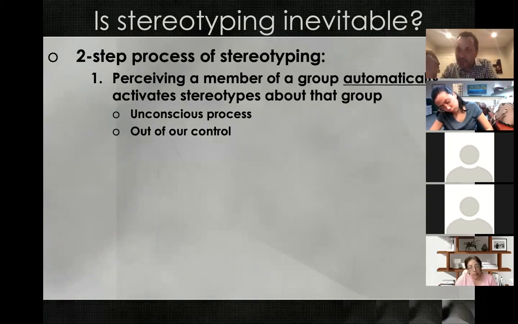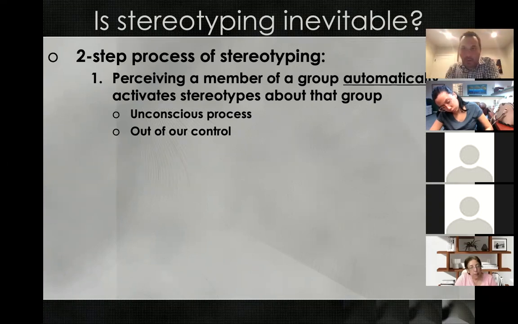The idea here is that you've grown up within a culture in which these stereotypes exist. And you're aware of those stereotypes. And your simple awareness of those stereotypes is enough to trigger them when you encounter someone from that group.